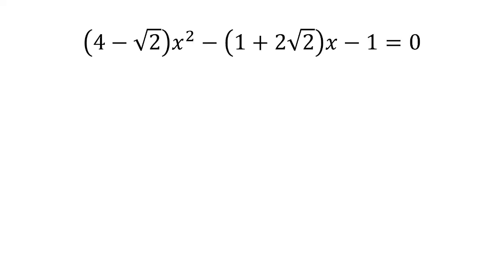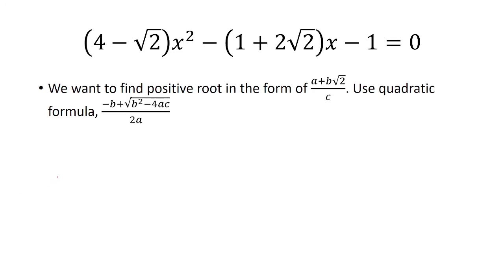In this video, we'll be finding the positive root of the equation in the form of a plus b times square root of 2 over c. So in order to find the positive root, we will be using the quadratic formula, but we're only going to be using the formula that includes the plus, not the minus.